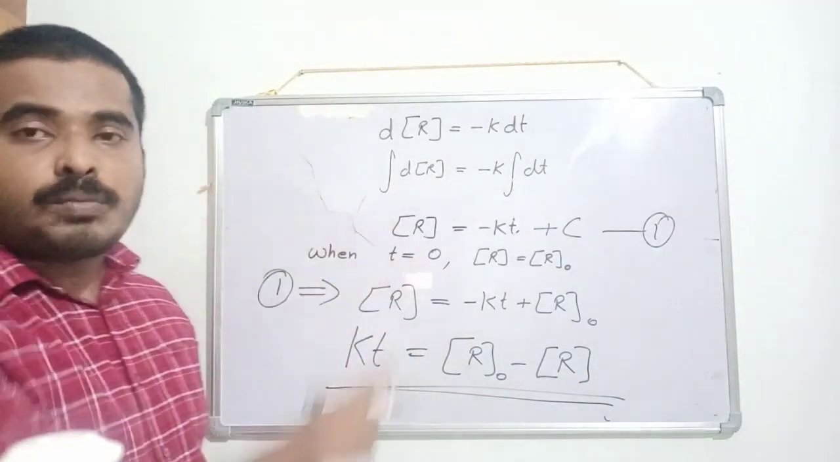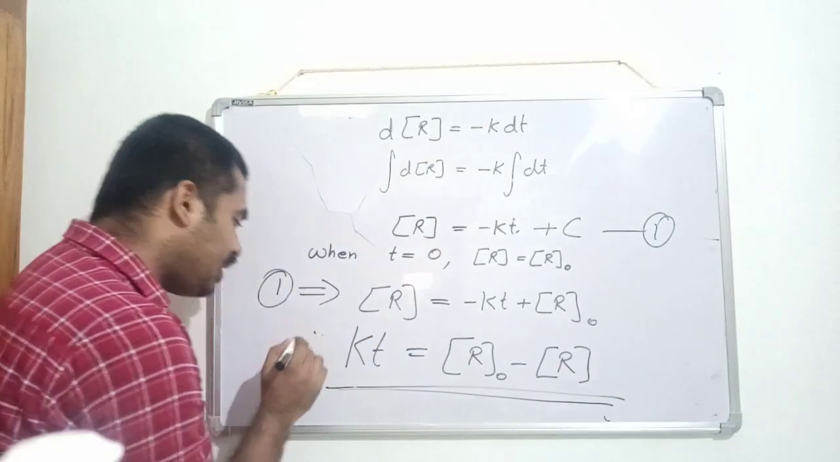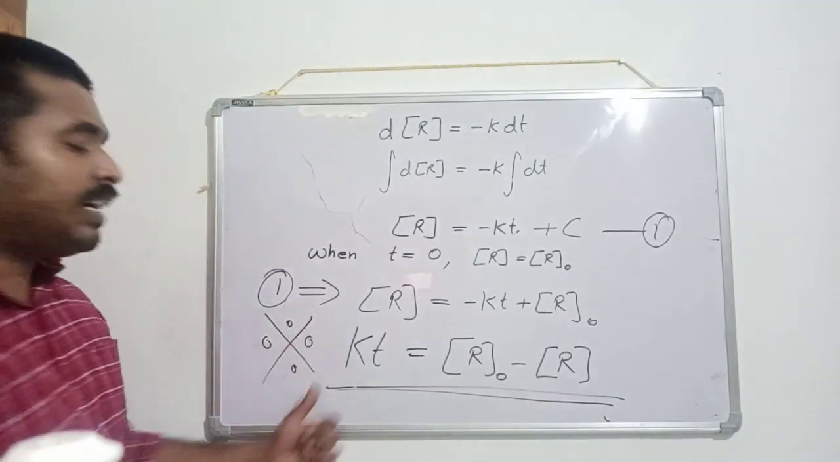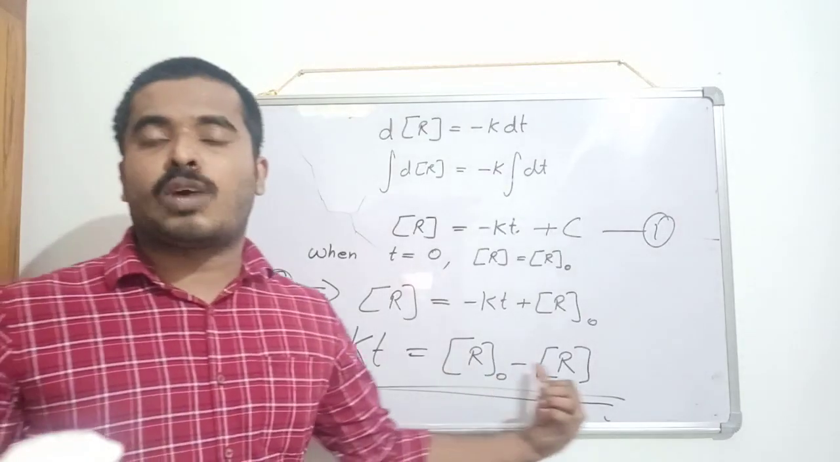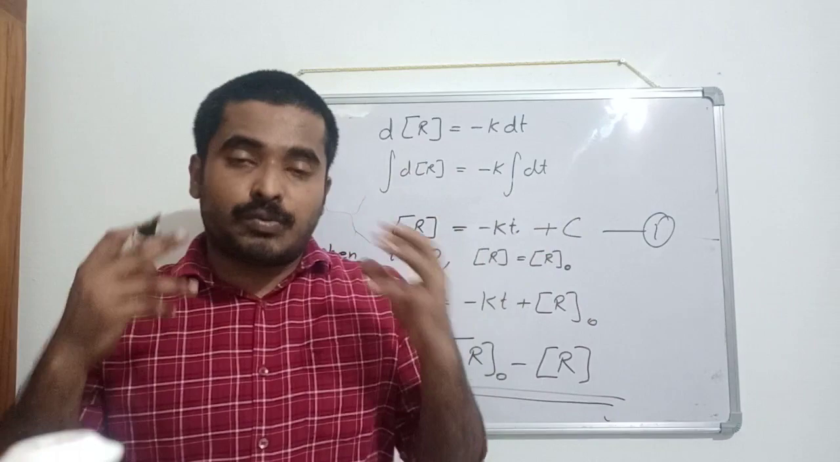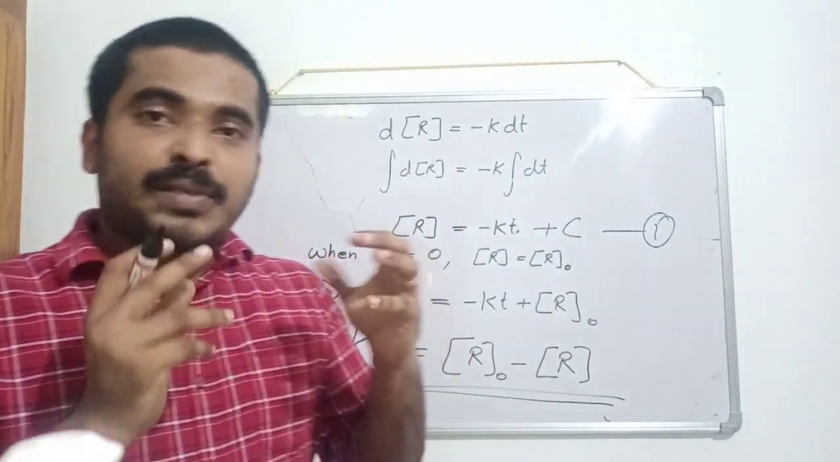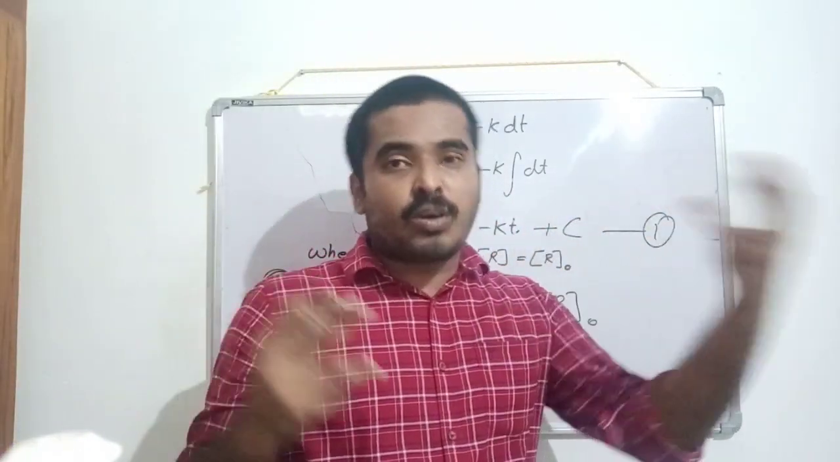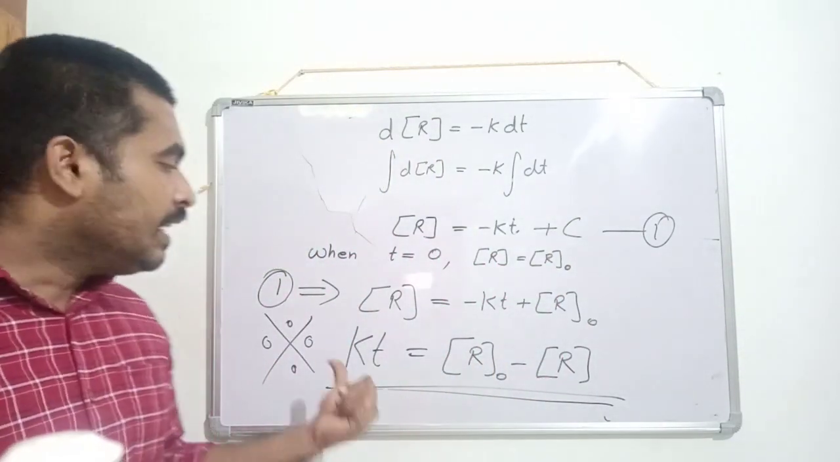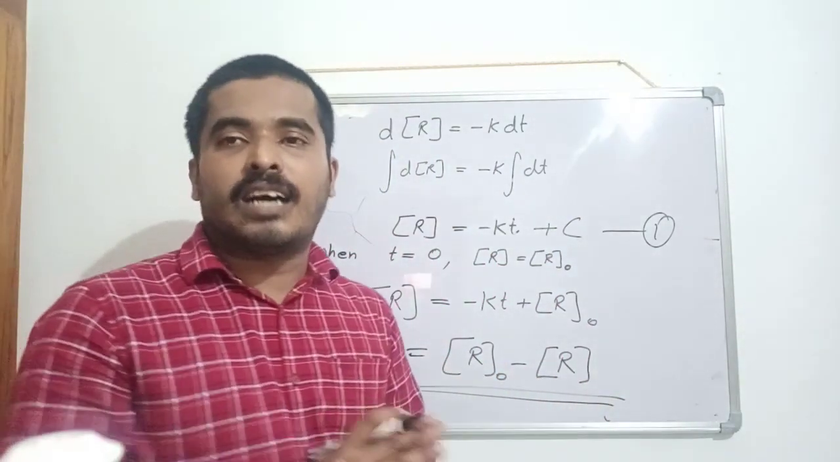This derivation you must study, and this final equation is very important. kt equal to R0 minus R. Whenever someone asks you what is the integrated rate equation for zero order reaction, or whenever there is a question related to zero order reaction, you should start from here. This is our starting point. kt equal to R0 minus R.